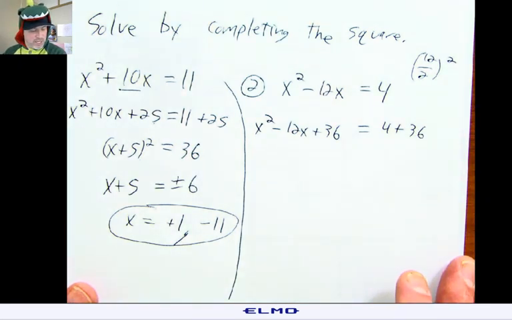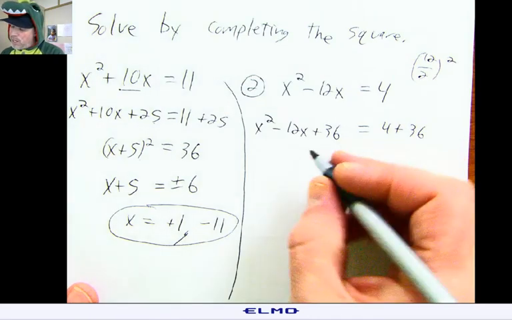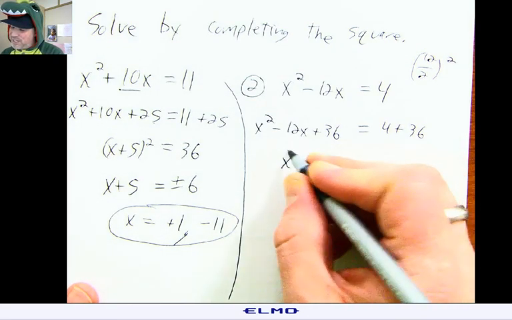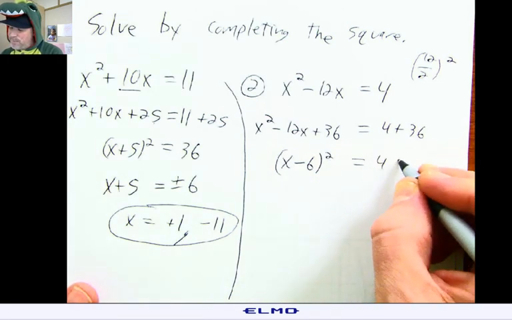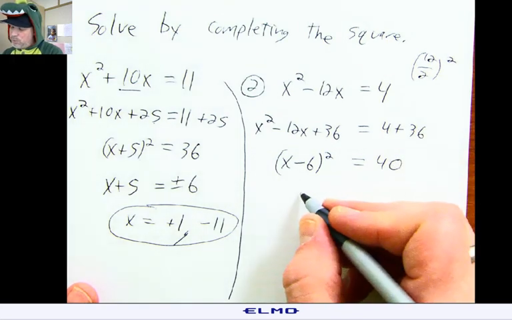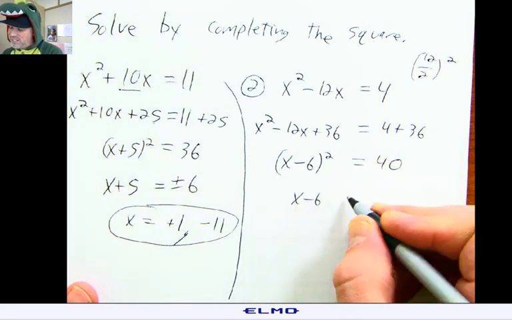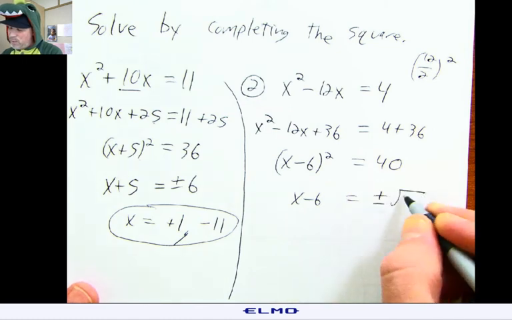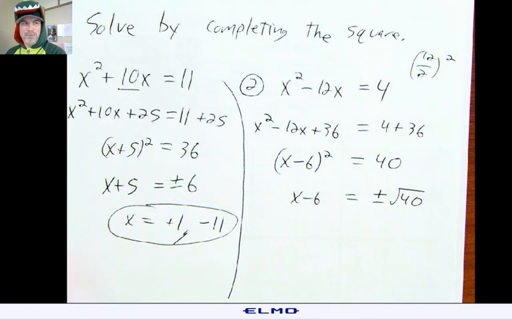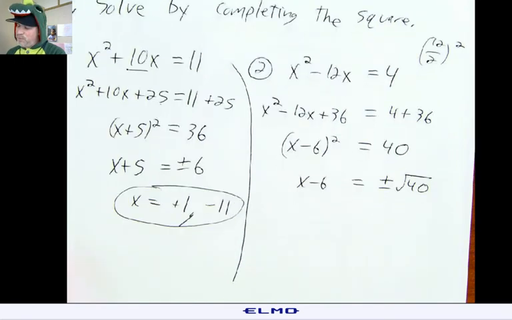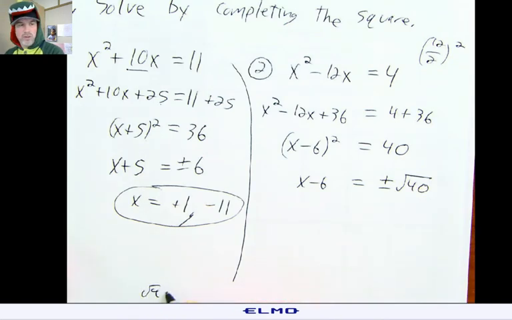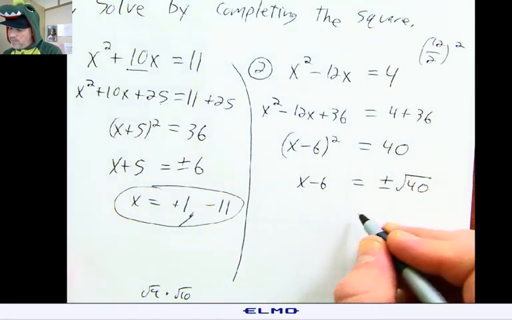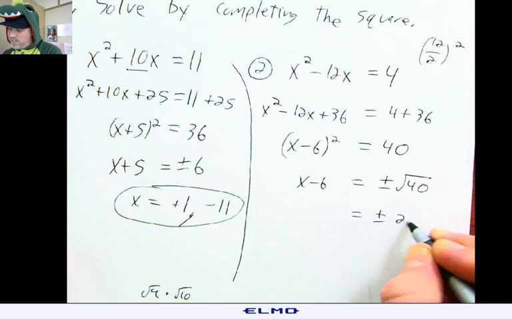This one isn't going to work out as nicely. It doesn't seem as the other one did. Anyway, this thing factors into x minus 6 quantity squared. This side, 4 plus 36 is 40. And when I square root both sides, I get x minus 6 equals positive negative square root 40. We need to simplify that square root 40. We've done this before. Let's see, 4. Square root of 4 times square root of 10, which becomes 2 root 10. So I have positive square root of 40 simplifies into 2 root 10.